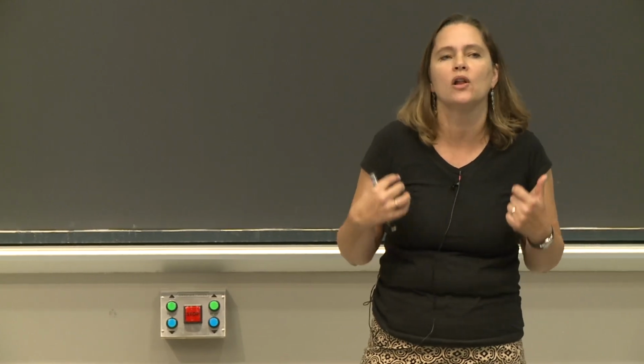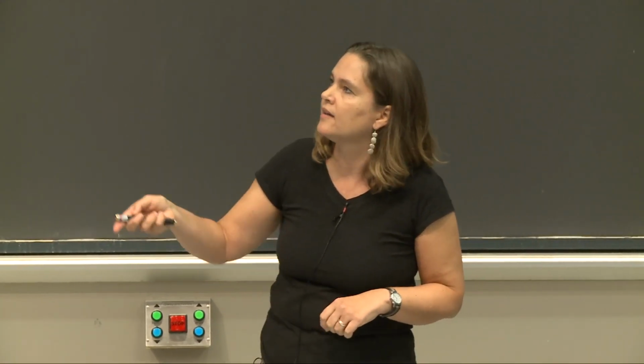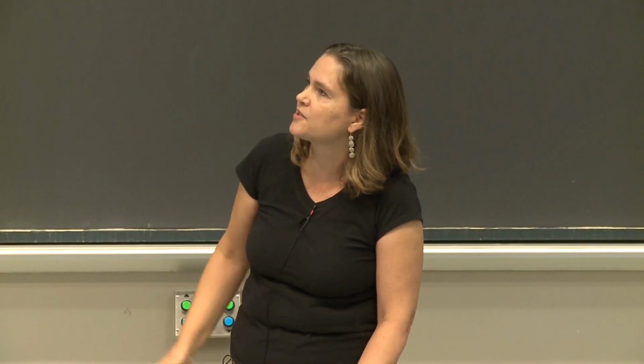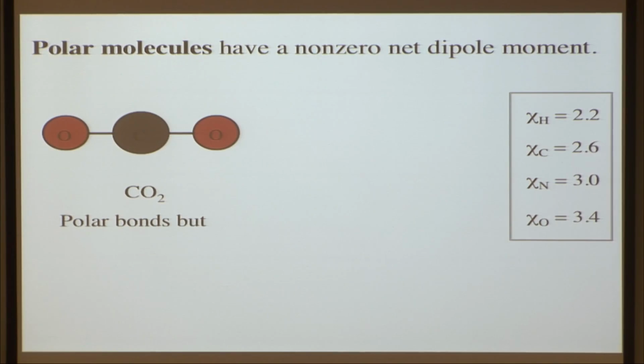There's a net dipole. There's a net pulling of those electrons in a different way. So here is carbon dioxide, a molecule that causes global warming. Yes, I said it on the videotape. Yes, I believe that human beings are responsible for some of the global warming, and we should do something about it. This molecule does have polar bonds.